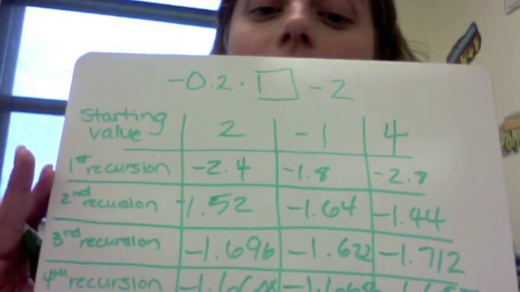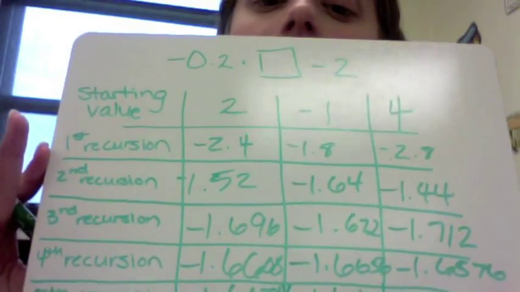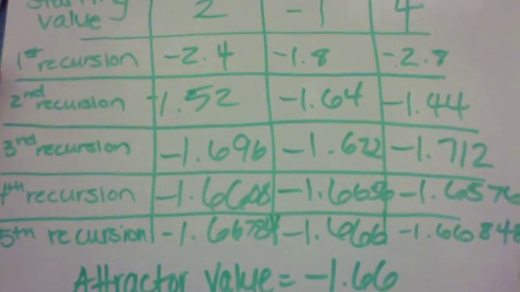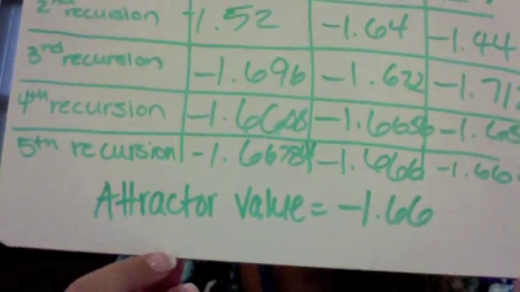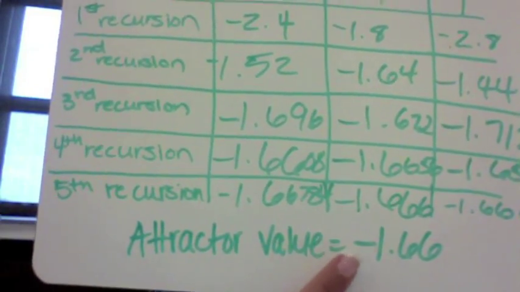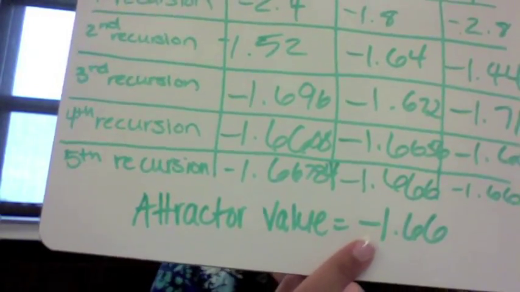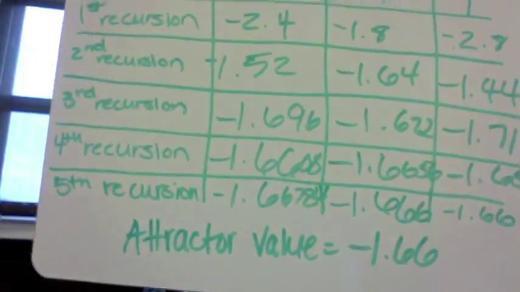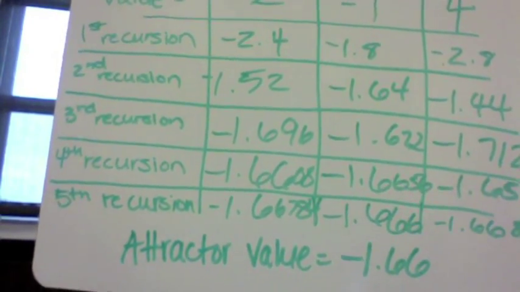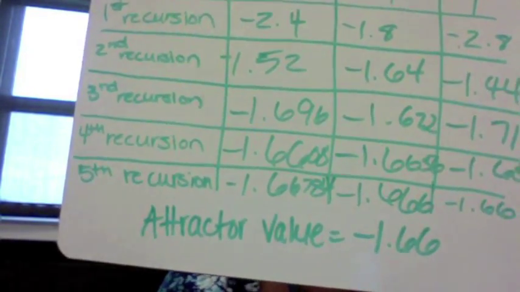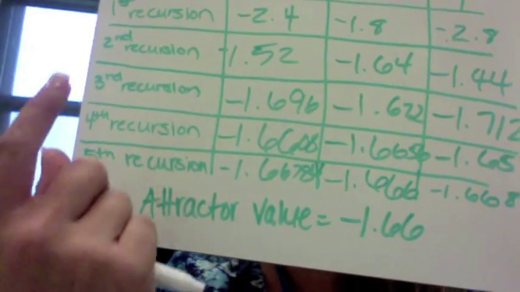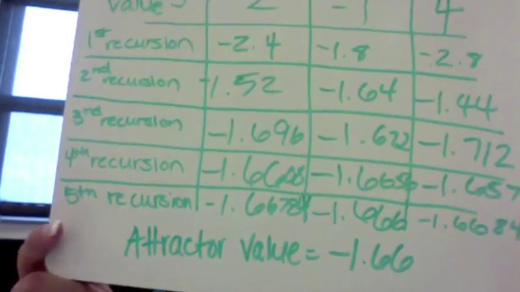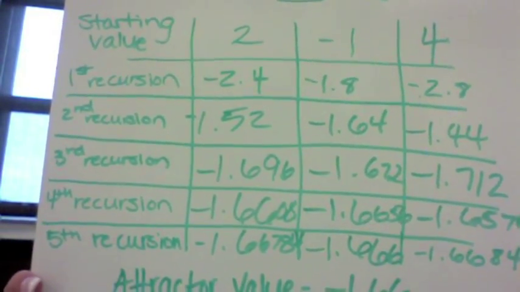I sure hope you said the attractor value was negative 1.66. Please do not forget the negative sign here. That is very important. A negative 1.66 is much different than a positive 1.66. It is a negative 1.66 because our numbers are getting closer and closer and closer to this negative 1.66.